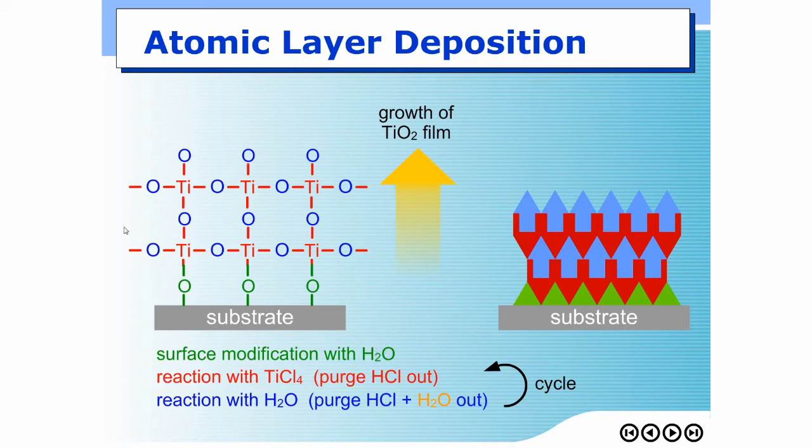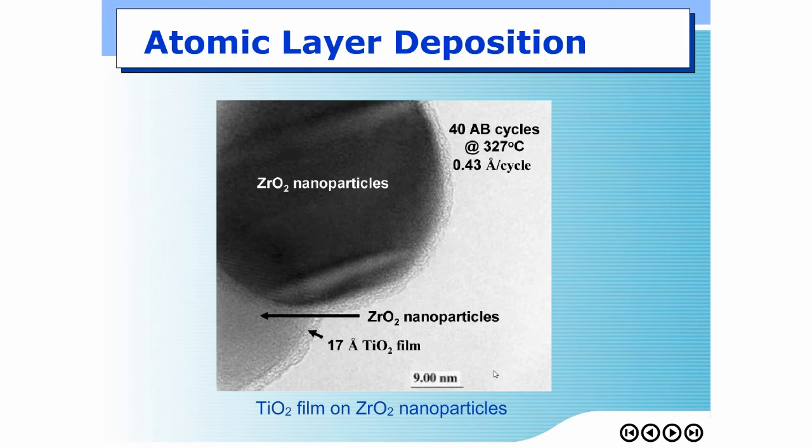So that means the thickness of this titanium dioxide film can be controlled by how many cycles you change from titanium tetrachloride to water. This picture shows you the growth of titanium dioxide film in this light area, using 40 cycles of AB. A is titanium tetrachloride, B would be water.